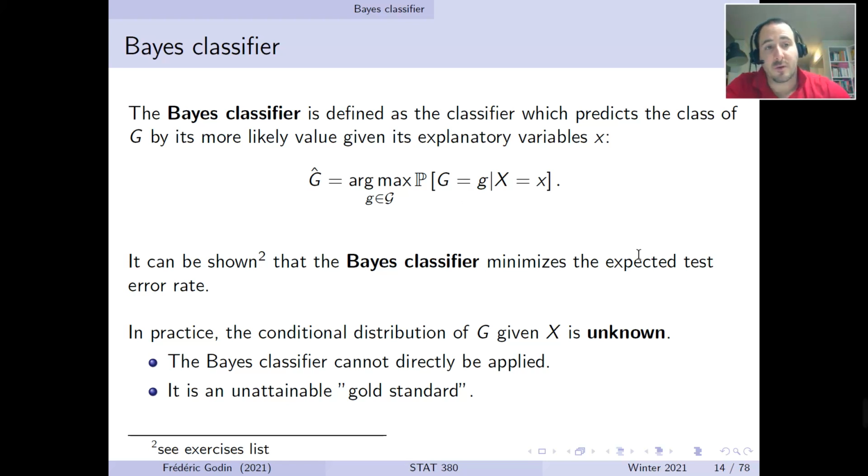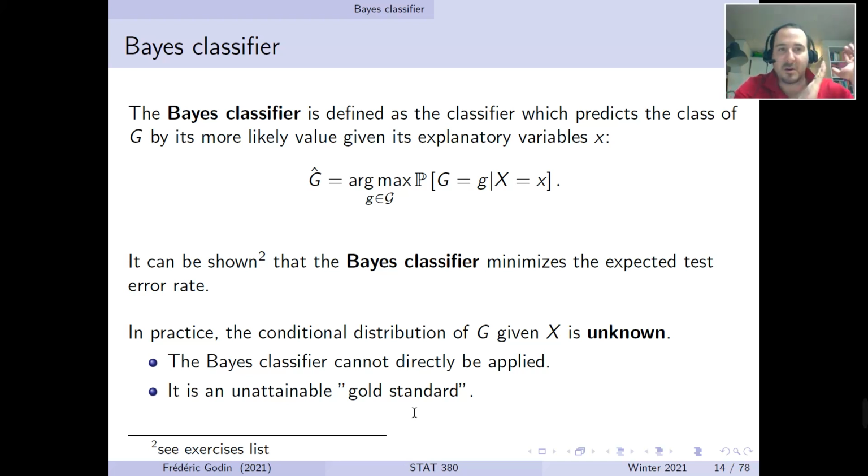It can be shown, so for a proof of that, please do the exercises, that the Bayes classifier minimizes the expected test error rate. So if you want to minimize the error rate out of sample, the best thing you could do is to use the Bayes classifier. This is shown in the exercises.